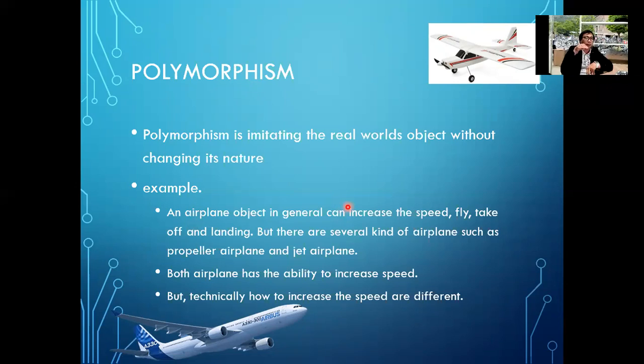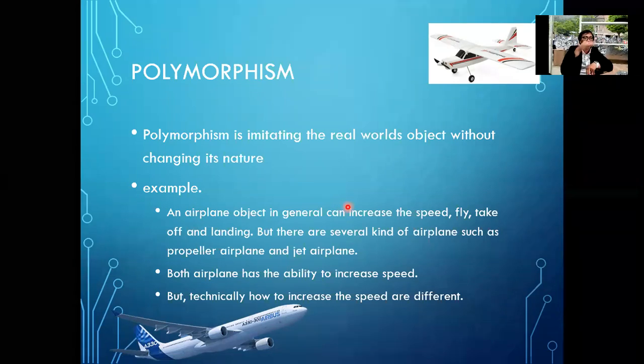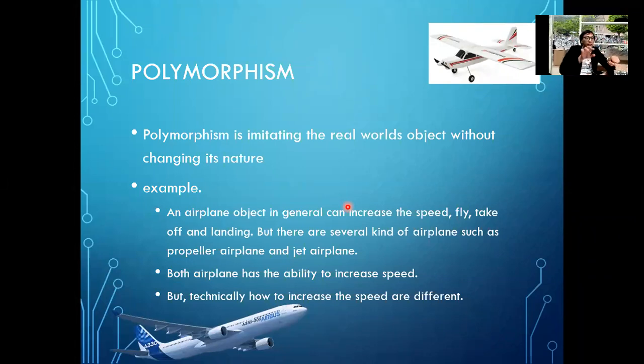But the reality is there are kinds of airplanes. Firstly, there are propeller airplanes, and then there are jet airplanes. Both of the planes have the ability to increase the speed, to fly, to take off, and to land, right?